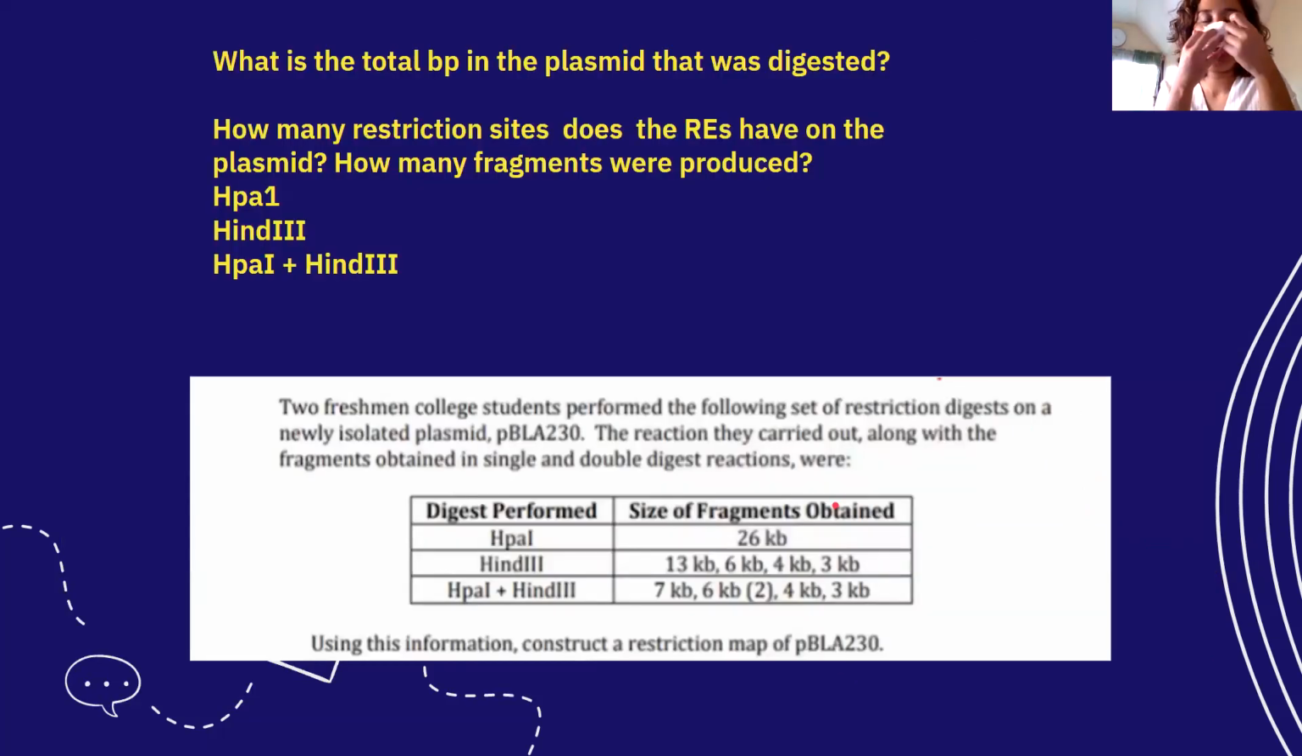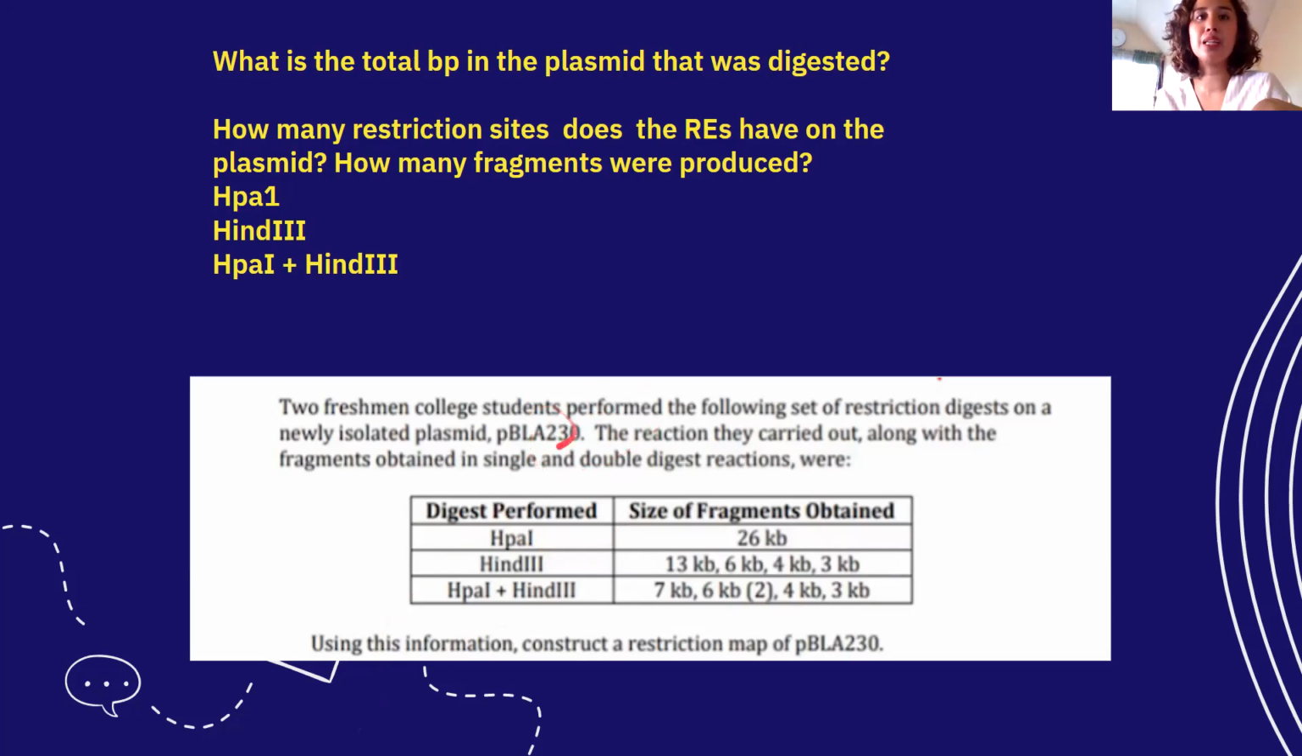Okay, next. There's no gel electrophoresis here. This one is already tabulated, and it states the size of the base pairs. It says two freshman college students perform the following set of restriction digests on a newly isolated plasmid, pBLA230. So they got a brand new plasmid, and a few enzymes, and performed single and double digest reactions.